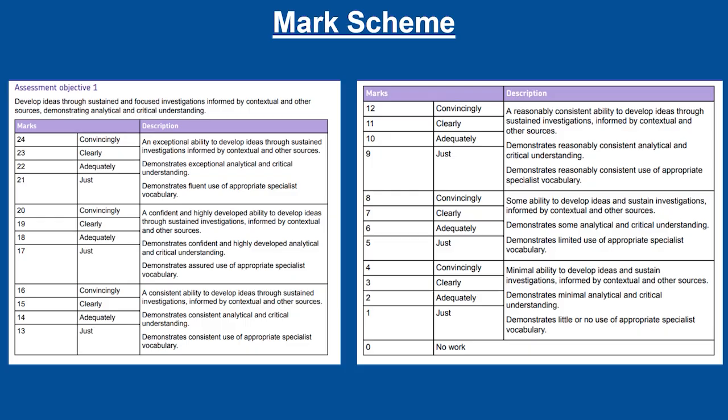So these grids, when you do the A level, if you choose this course, you will have these grids in your book. We'll refer to them constantly, but I want to give you just a little brief overview because it's very different to the way that you will have been marked at GCSE possibly, but certainly when you did Key Stage 3. So AO1 is investigating artists and context. Out of 24, if we're looking at the highest marks within this, we're looking at exceptional ability to develop ideas, lots of analysis, critical understanding, high level of specialist vocabulary.